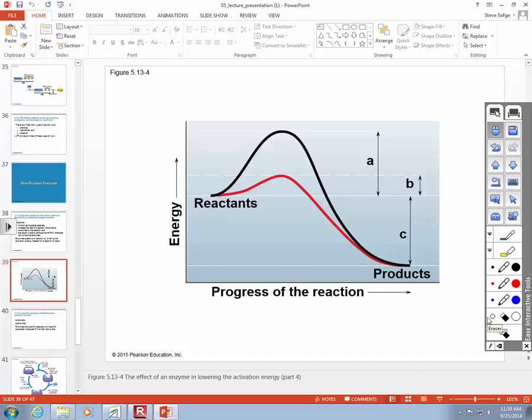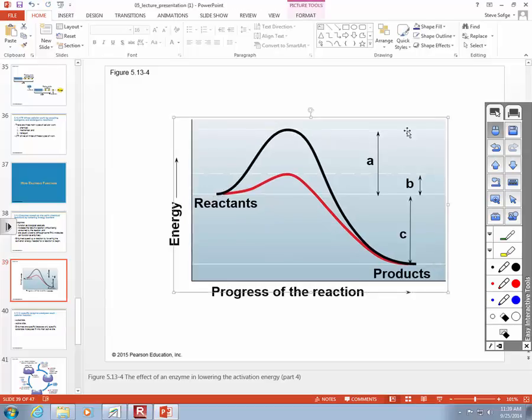on this one, they're showing without the enzyme and with the enzyme. Okay. So if I don't put an enzyme in it, then I have to have this much energy. I have to go way up here. So this black line right here shows me I have to put in that much energy in order to get that reaction to occur. All right.